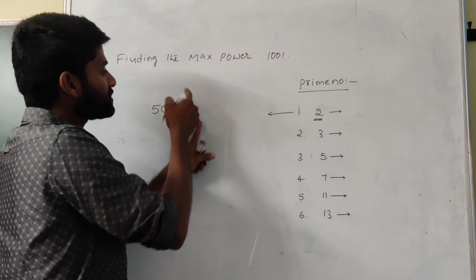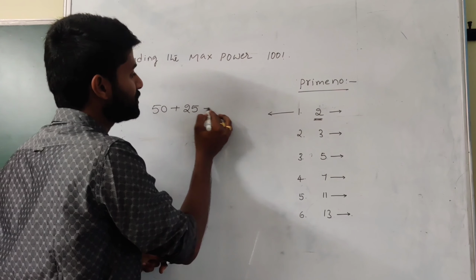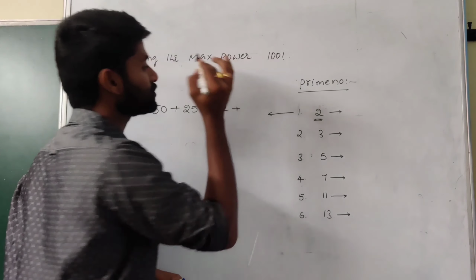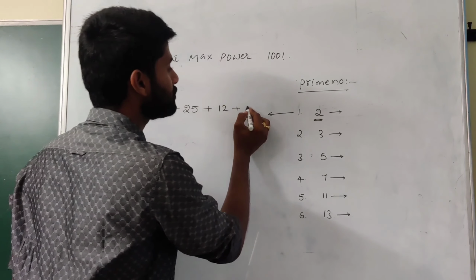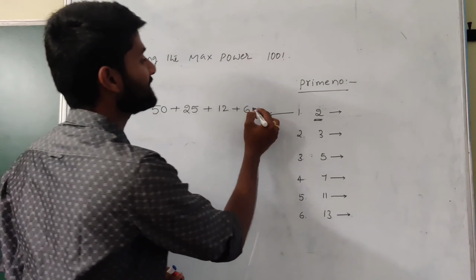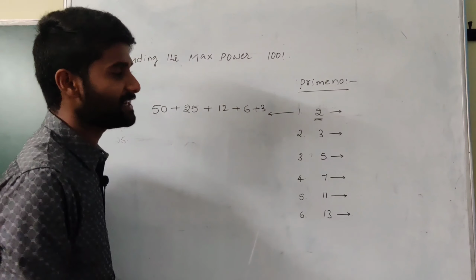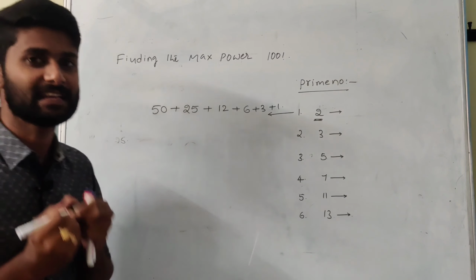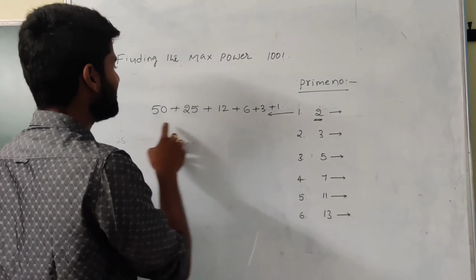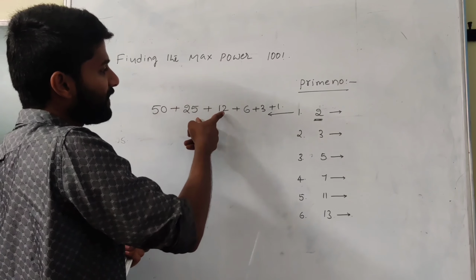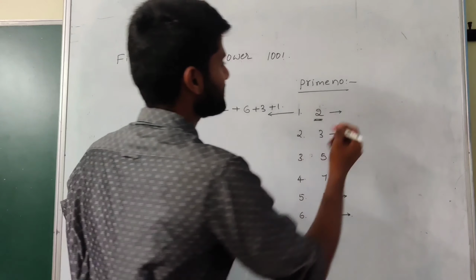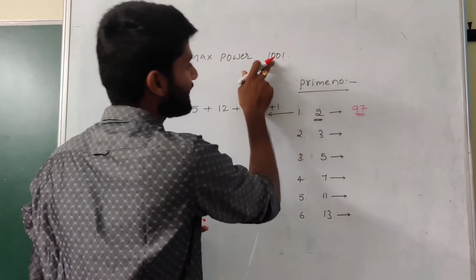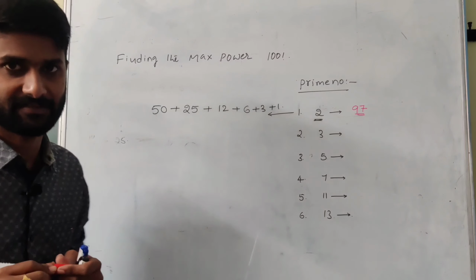Again, 50 divided by 2, the next value is 25. And 25 divided by 2 is exactly 12. Clear? And 12 divided by 2, the value becomes 6. And 6 divided by 2, the value becomes 3. And 3 divided by 2, the value becomes 1. So this is the cyclic value. If you add all the numbers, 50, 75, 87 and 97, the answer for the maximum power of 2 in 100 factorial is equal to 97.